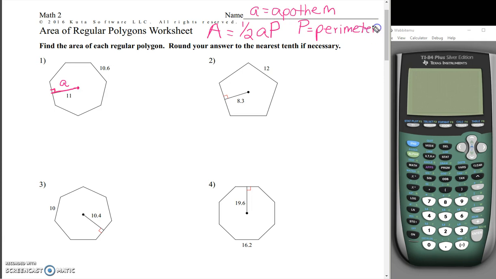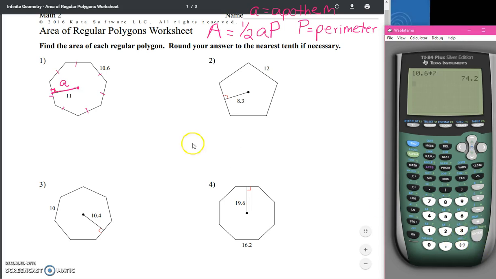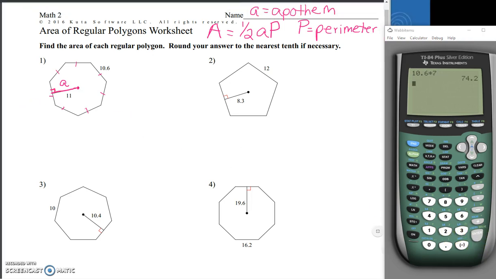Okay, so for our first example, we're going to start off simple. My apothem is 11 and my side length is 10.6, and I have perimeter, so I have 1, 2, 3, 4, 5, 6, 7 sides. Okay, so my perimeter is going to be, over to my calculator, 10.6 times 7, and that's going to give me 74.2.